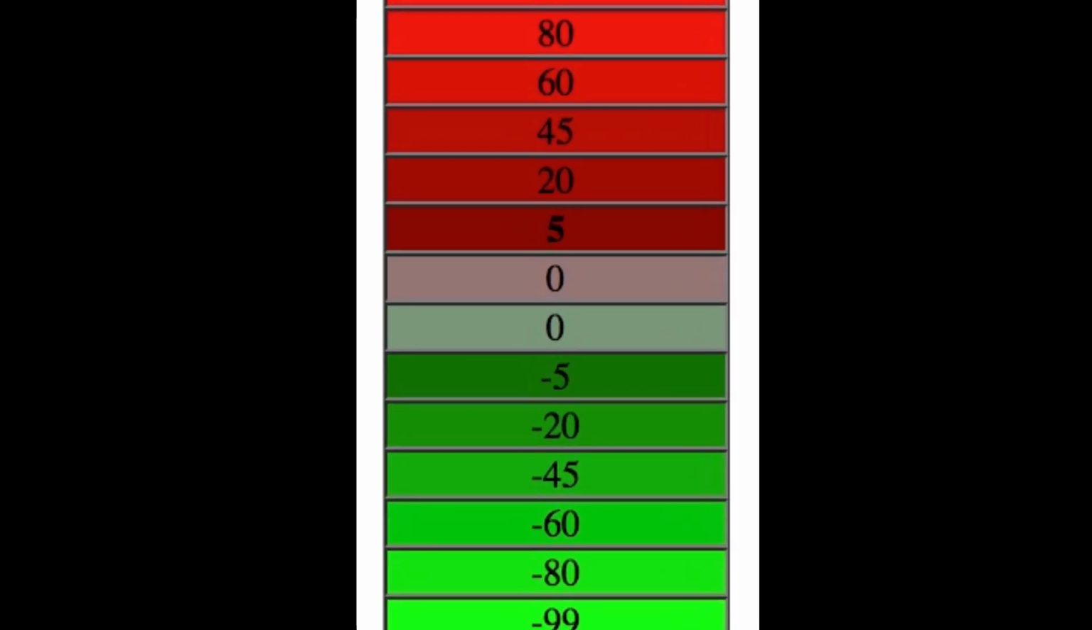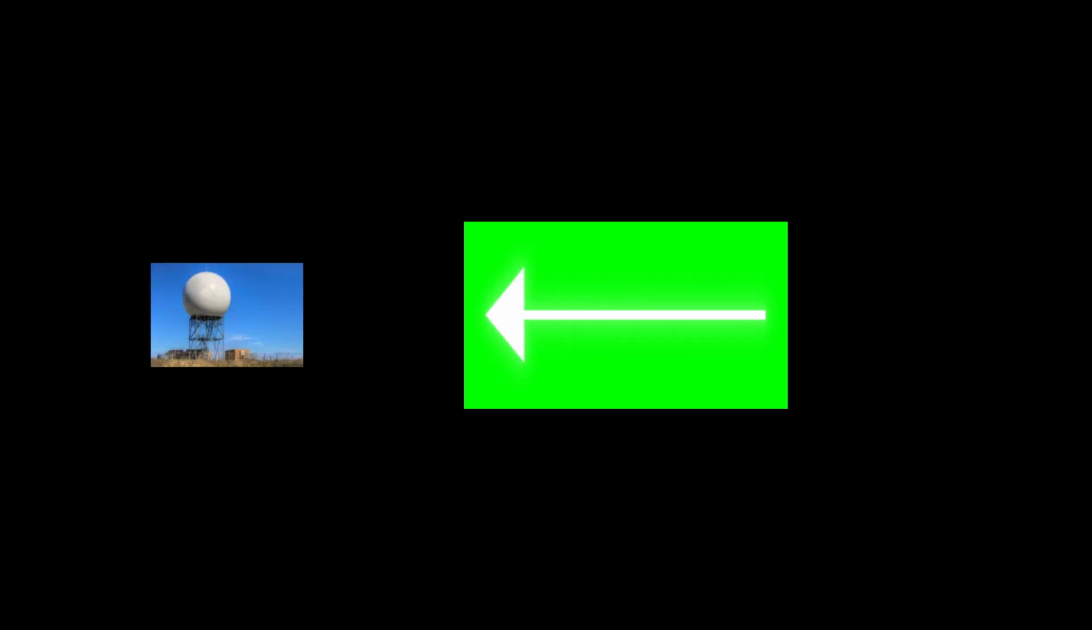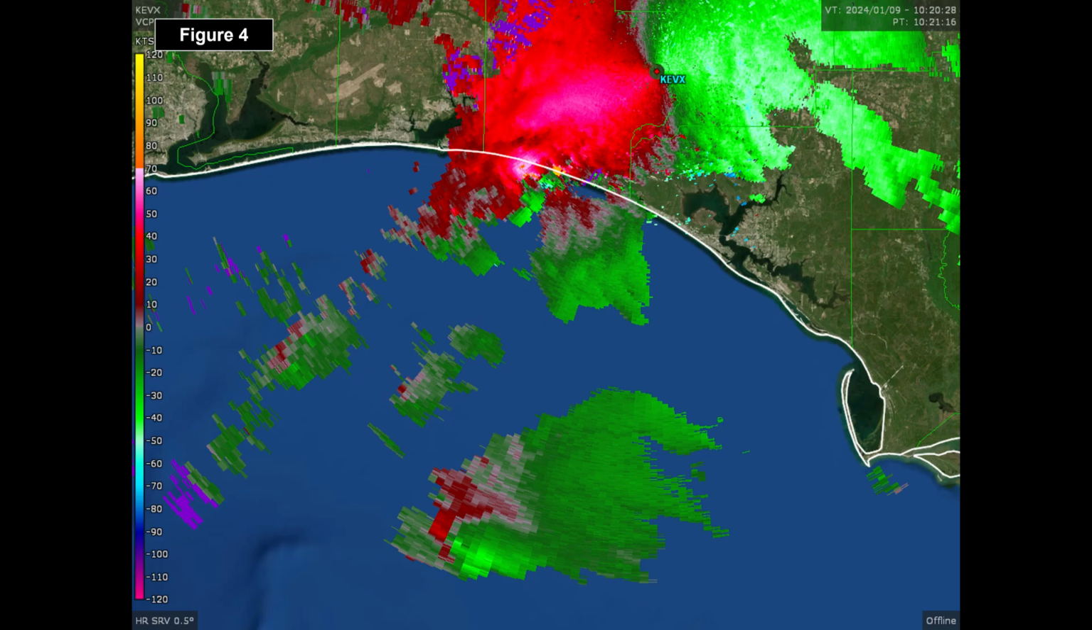Now velocity is a little bit more complicated than reflectivity, but once you know the basics of it, you'll get pretty good at it. Think of velocity as wind direction, with the color green indicating winds moving towards the radar and the color red indicating winds moving away from the radar. Take a look at this radar frame from 2024 on the 9th of January. Can you spot where the supercells are? If you picked these 2 spots, then you're right.